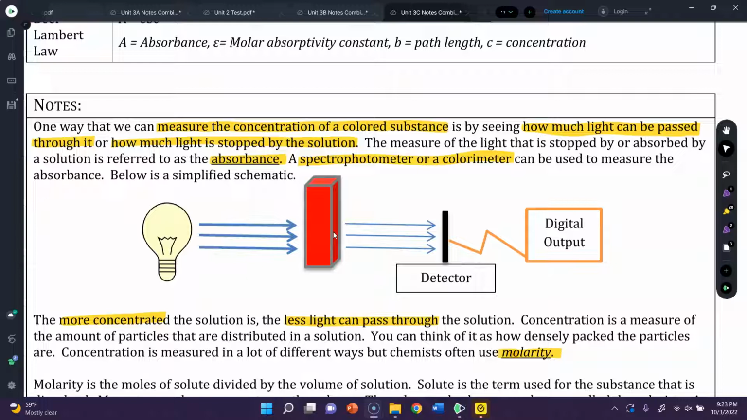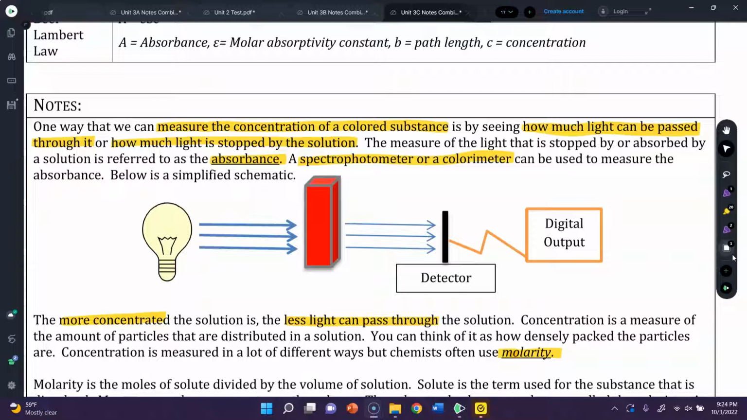Below is a very simplified schematic where a light source emits specific energy wavelengths into a colored solution, and it's not always red, just a colored solution. Some of the light at specific wavelengths is released and it is detected, and then you get numbers of some sort that you can then generate a graph with. The more concentrated the solution is, the less that light can pass through the solution. Concentration is a measure of the amount of particles that are distributed in a solution. You can think of this as how densely packed the particles are.